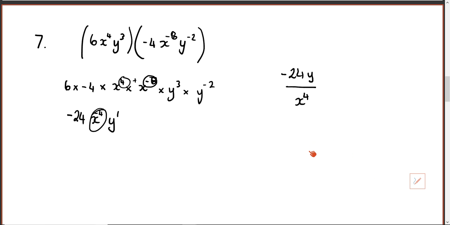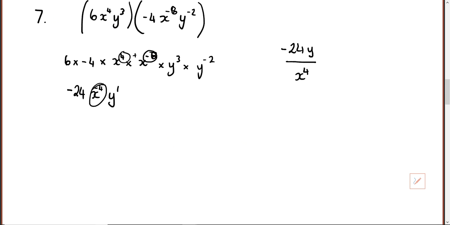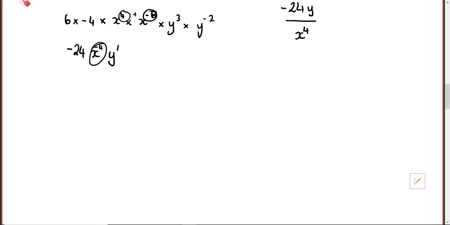Any questions on that? No? Have you written that down? Because you didn't answer it in the test, so I thought you might want an example now. Okay. Next question.